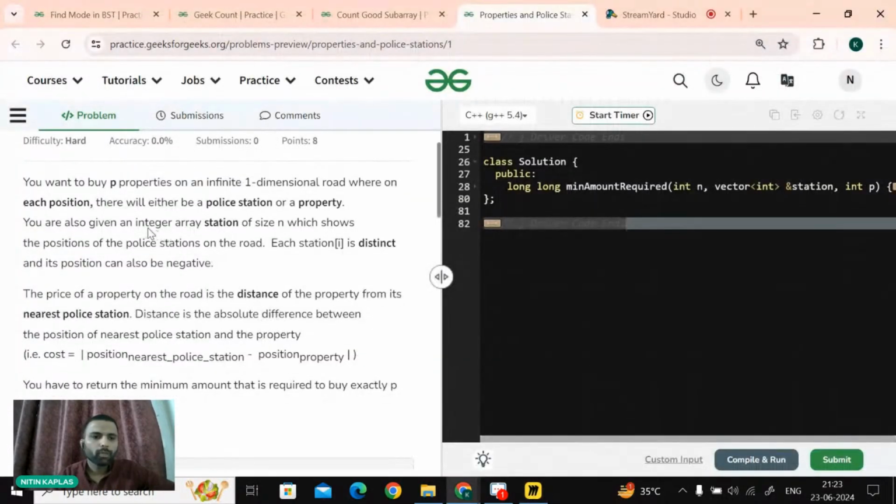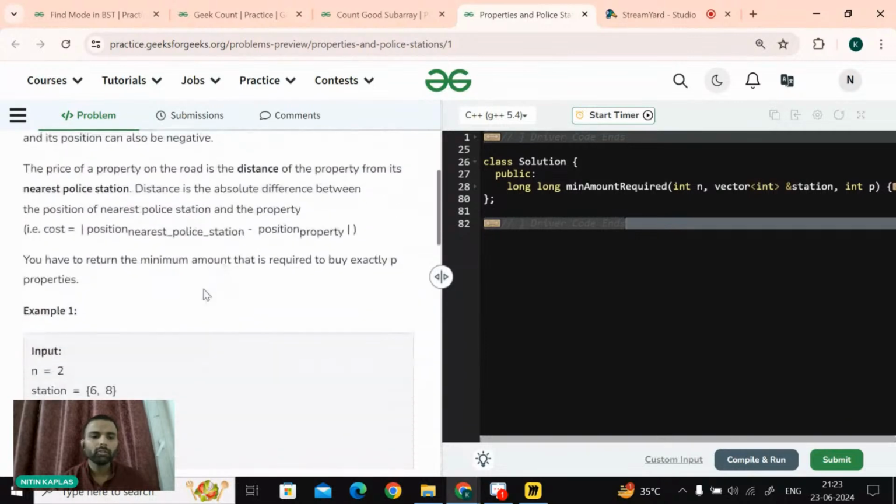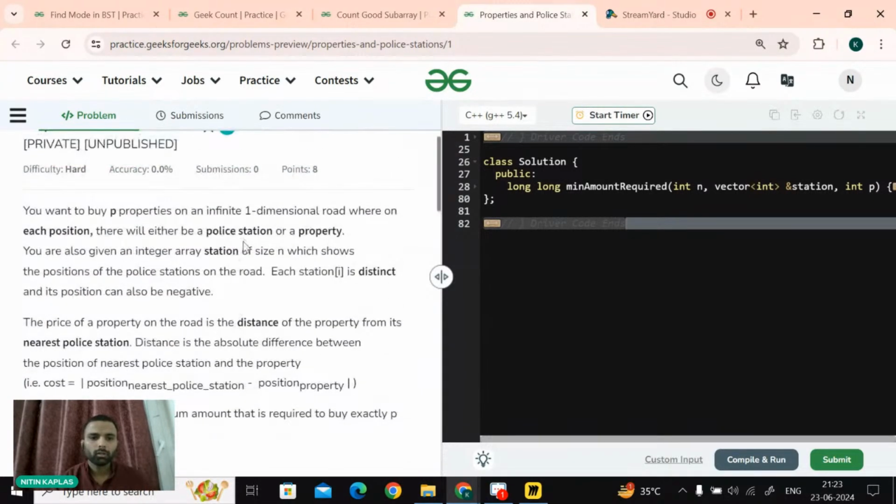Now after that you are given the integer array stations of size n, which shows the positions of the police stations on the road. My focus is that I just want to buy P properties, but the problem is that many police stations will be on the road. Here we are given the array which tells you at which positions the police stations will be. The array will be given, say 6 and 8. Here each station is distinct and its position can be negative.